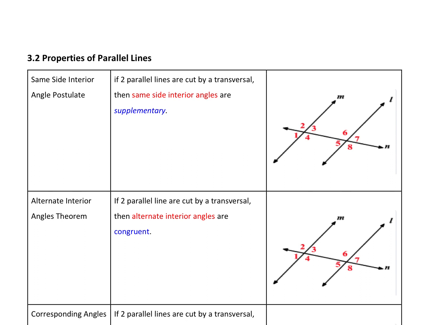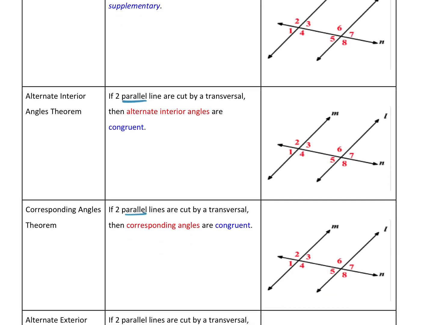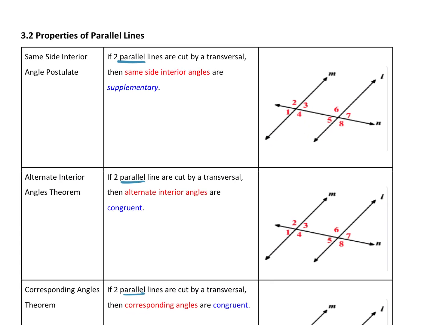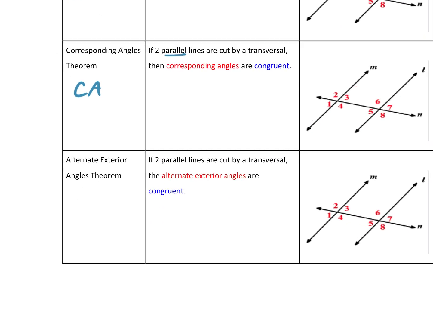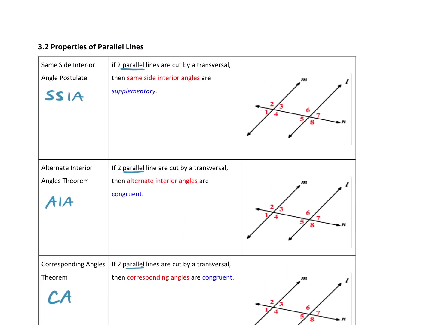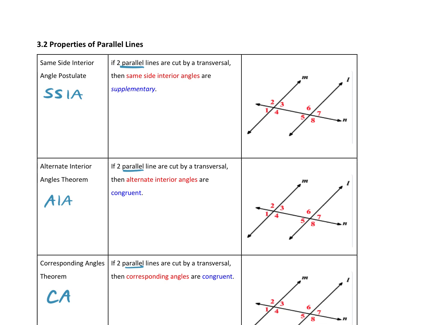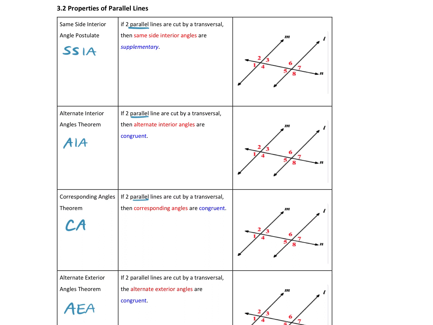You'll notice it says "if two parallel lines" every time. We're talking parallel lines here. So we already talked about same side interior angles, alternate interior angles, corresponding angles, and alternate exterior angles. Those are the abbreviations that we'll use throughout the chapter. If you want to write them out, go right ahead, but those are the ones that I will accept. If you make up your own, that doesn't work. Use these if you're going to abbreviate, so we know that we're both on the same page.